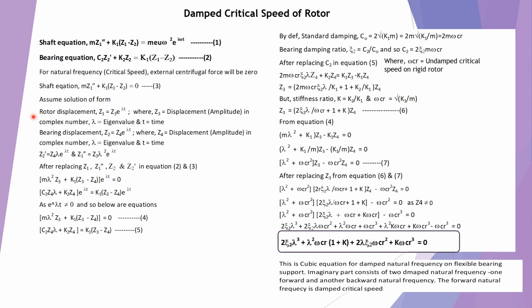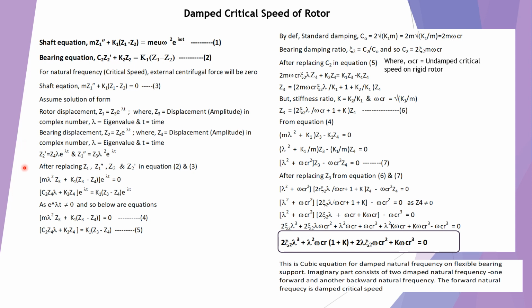Assume the solution of the form: rotor displacement z1 = z3 e^(λt), where z3 is the displacement as a complex number, λ is the eigenvalue and t is the time. Similarly, bearing displacement is z2 = z4 e^(λt), where z4 is a displacement as a complex number, λ is the eigenvalue and t is the time.